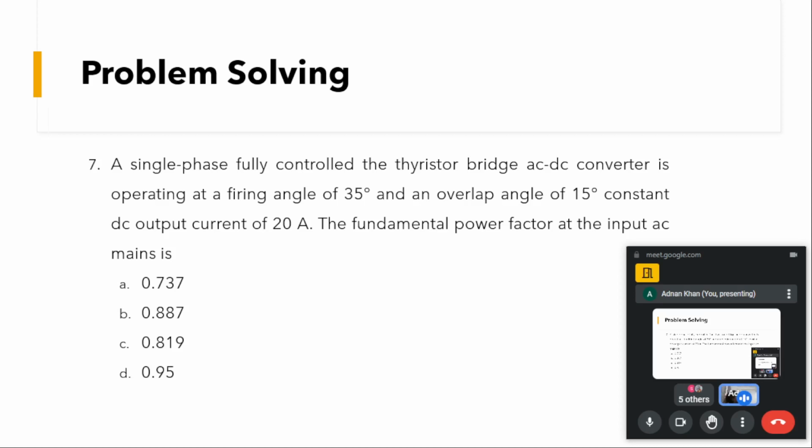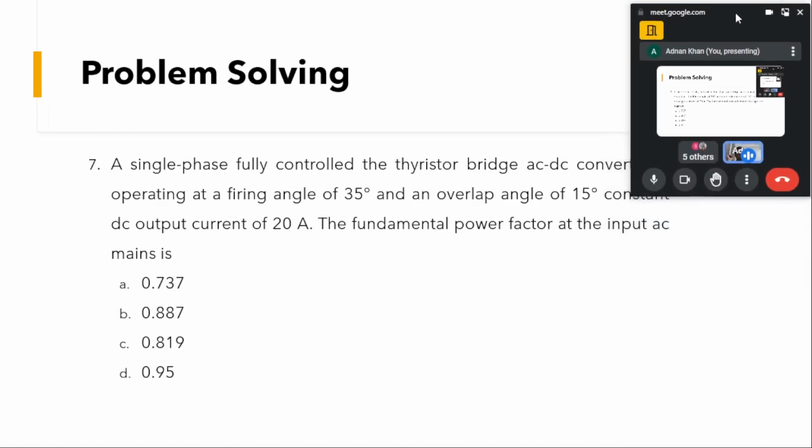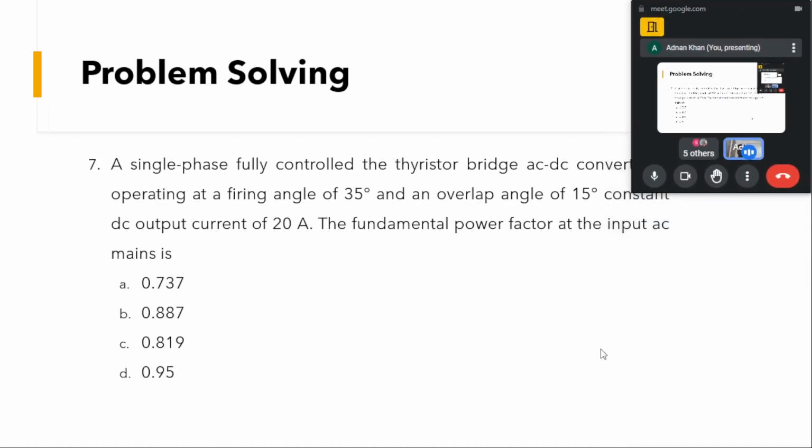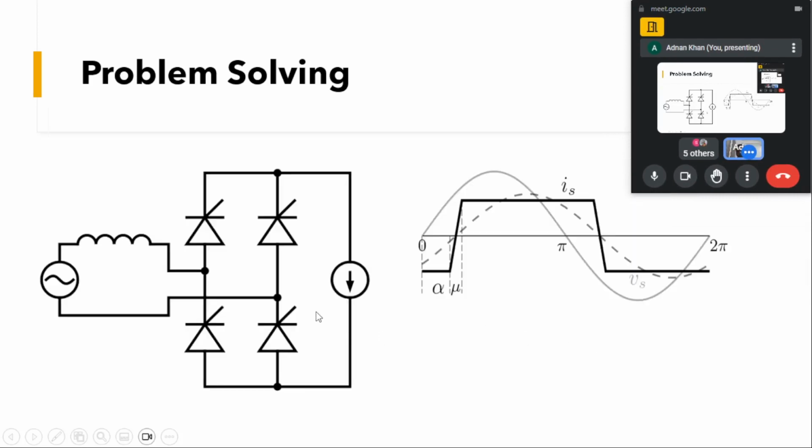So at the output we have a constant DC current, that means the output has a high inductance, due to which this output current is constant. And what we have to calculate is the fundamental power factor at the input of the AC mains. So we have to calculate the power factor. So we'll take up this question. So here we can see we have a single phase full bridge as is given.